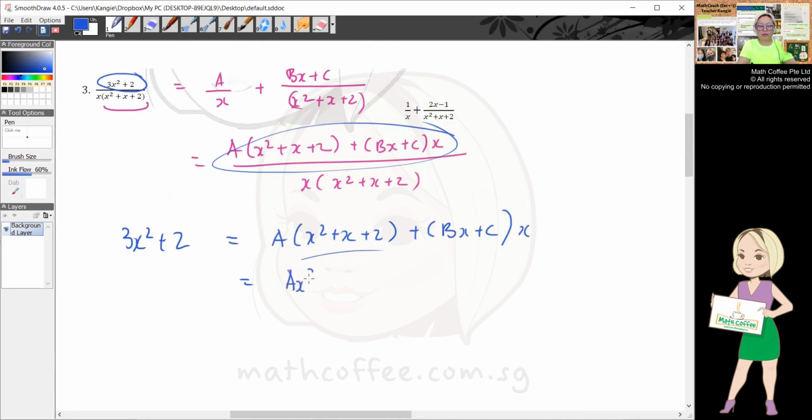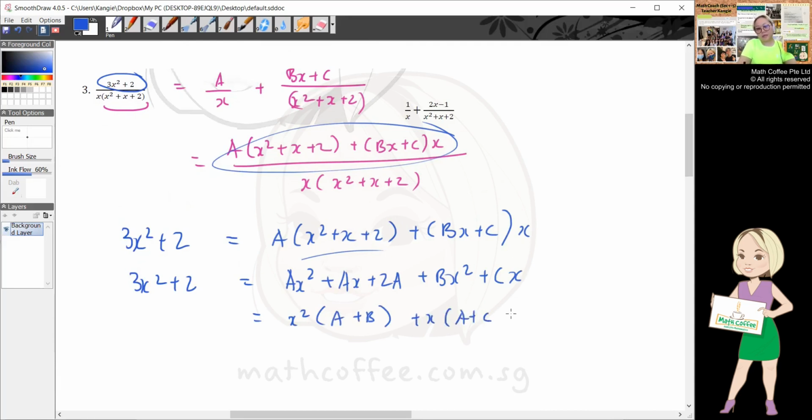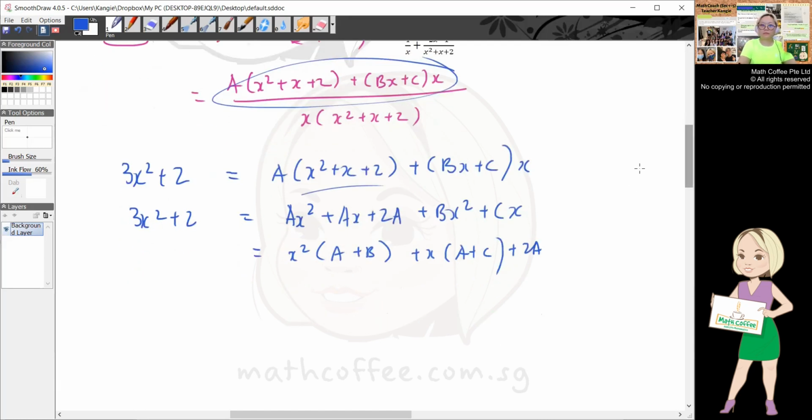So this one will become ax squared plus ax plus 2a plus bx squared plus cx. So 3x squared plus 2, this one combine x squared will become a and b. My x will have a plus c, and then I have a 2a. So by comparing, I have 2a, which is a constant, equals 2. This one is very straightforward. I can straight away solve my a, right?